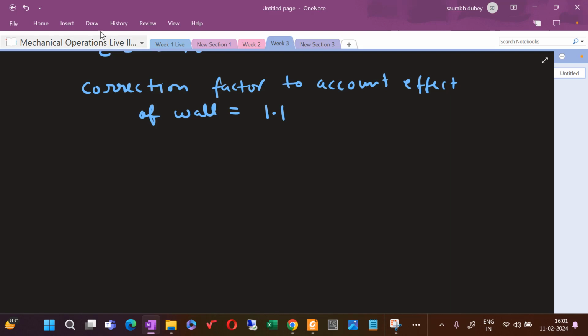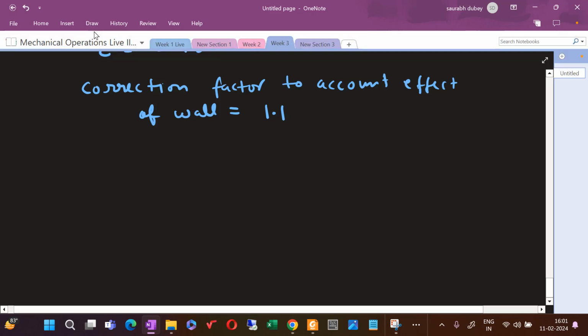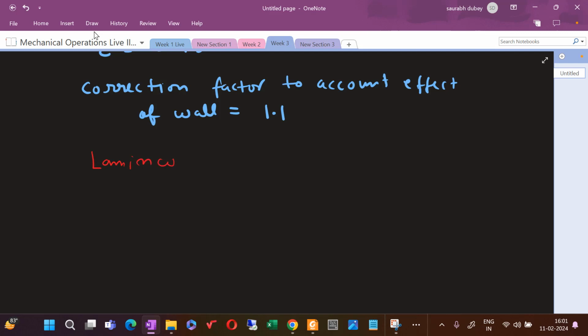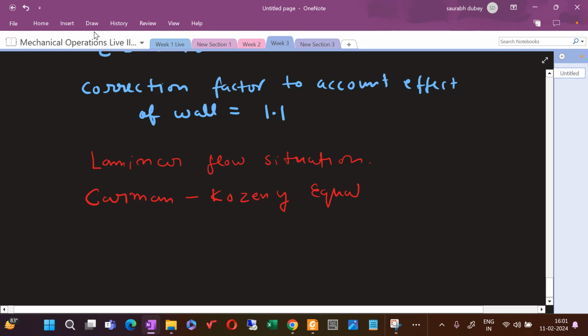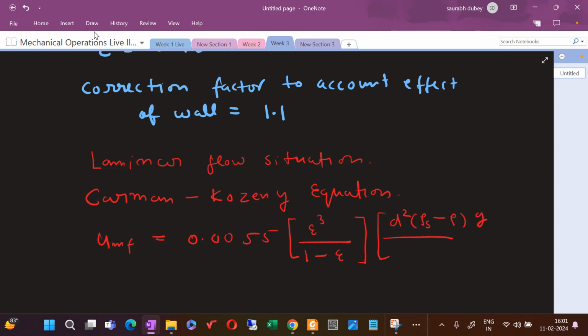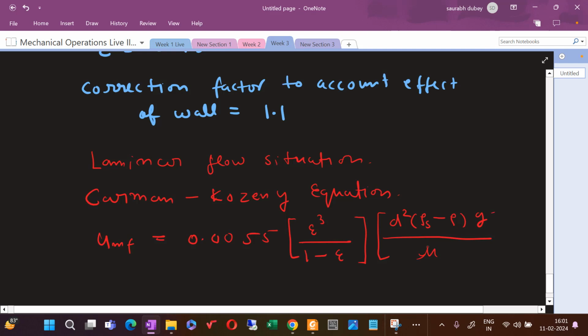So if you remember the Karman-Kozeny equation, as here the situation is laminar, we consider the Karman-Kozeny equation. This equation says UMF equals 0.0055 epsilon cube divided by 1 minus epsilon, and then d square times rho s minus rho g divided by mu.